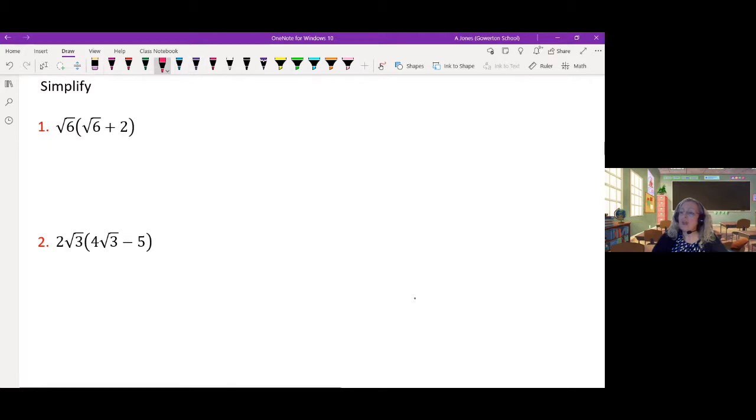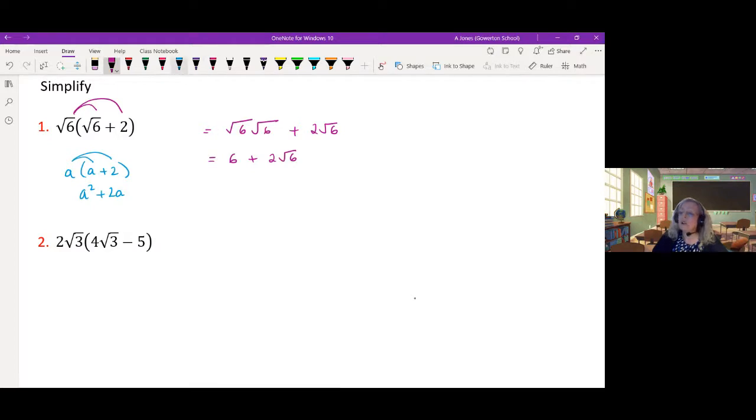Right, so multiplying these out. So I'm thinking about these again. If they were algebra, I would be having a brackets a plus 2. So multiplying that out, I would have a squared plus 2a. So I'm just going to apply the same rules now. So root 6 multiplied by root 6. So I've just got root 6, add multiplying root 6 by 2, I get 2 root 6. Then root 6 multiplied by root 6 is 6. So my answer for the first one is 6 plus 2 root 6.